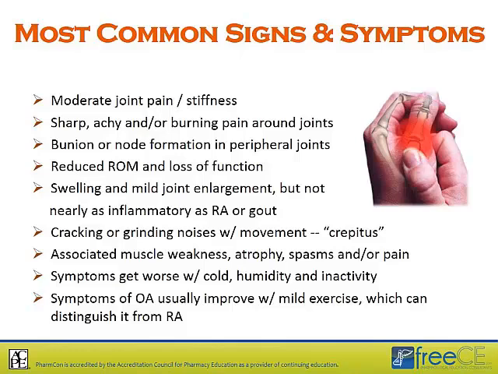The symptoms of OA usually get worse with cold, humidity, or inactivity, and they're typically worse upon waking in the morning. Symptoms of OA usually improve with mild exercise, which distinguishes it from RA, although moderate to severe exercise, especially the pounding type like jogging, can actually make OA worse. And that's why non-weight-bearing activity, such as swimming, is typically recommended for patients that are suffering from OA.